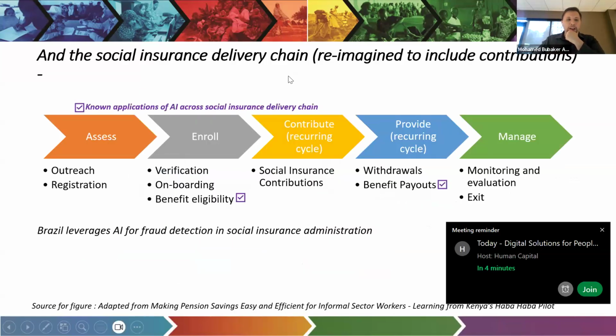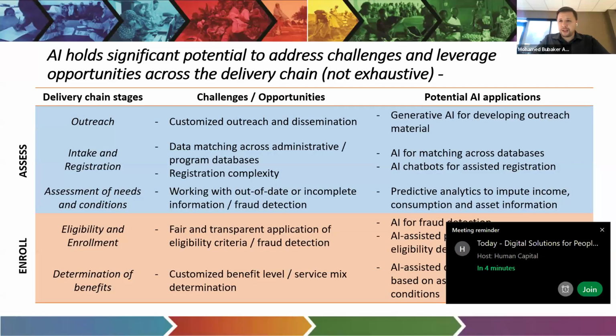And when it comes to social insurance, which is the contributory part of social protection, again, a similar story. We see some applications here and there, but not largely across the delivery chain. One particular case to mention is Brazil, where they leverage AI for fraud detection in the social insurance administration. But AI holds a significant potential to address a lot of the challenges that we see across the delivery chain.